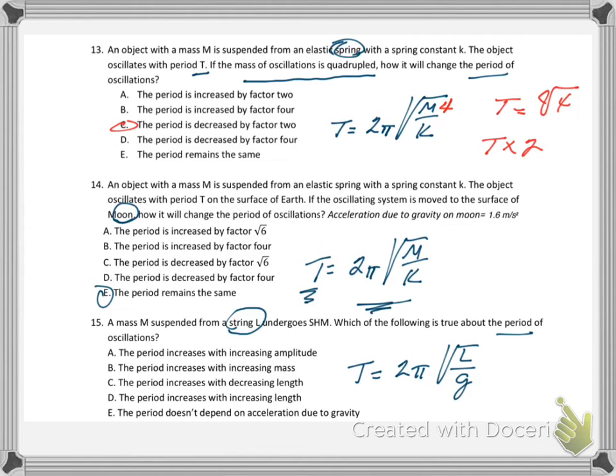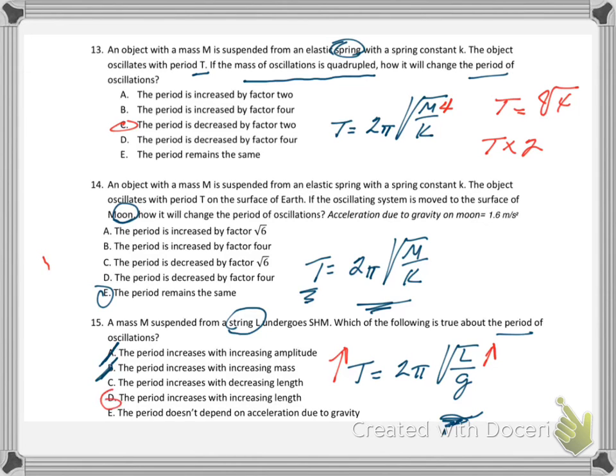So let's see. A, the period increases with increasing amplitude. Well, amplitude's not part of this equation, so the period won't increase with amplitude. The period increases with increasing mass. Again, mass is not part of this equation, so the period's not going to be affected by mass. The period increases with increasing length. Length is part of that, so if we increase the length, we're going to increase the period.